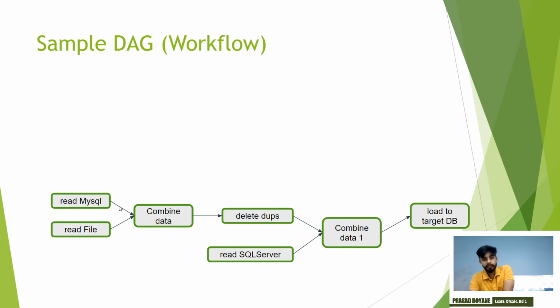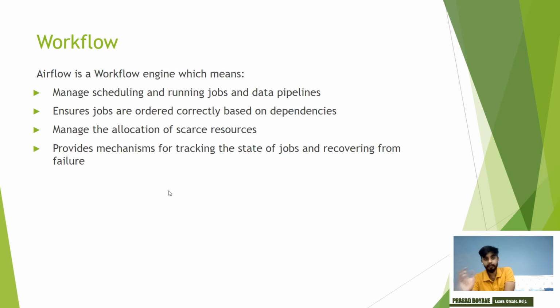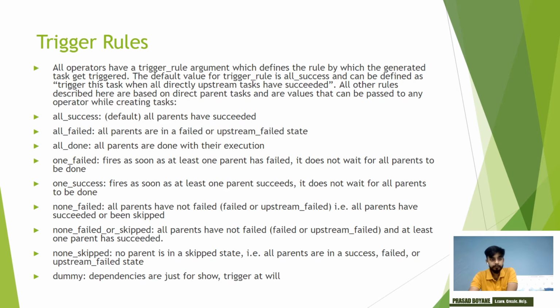These trigger rules are basically set on these arrows or dependencies, saying that either first is 1 1, that means both conditions should be true to execute the next task. Second is 1 0, that means either one of the conditions should be true to execute the next task, and likewise. So you can take a read here. These are all success, that means all parents have succeeded. All failed, all parents are in failed, upstream failed state. All done, one failed, one success, none failed. So these are just like logical conditions.